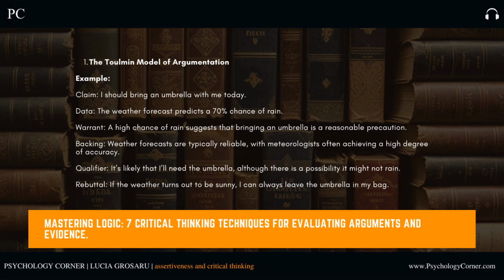Example. Claim: I should bring an umbrella with me today. Data: the weather forecast predicts a 70% chance of rain. Warrant: a high chance of rain suggests that bringing an umbrella is a reasonable precaution. Backing: weather forecasts are typically reliable, with meteorologists often achieving a high degree of accuracy. Qualifier: it's likely that I'll need the umbrella, although there is a possibility it might not rain. Rebuttal: if the weather turns out to be sunny, I can always leave the umbrella in my bag.